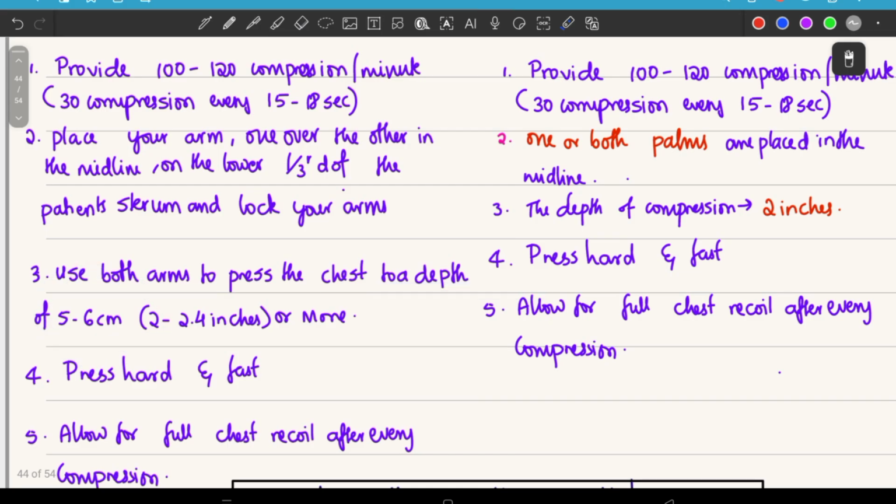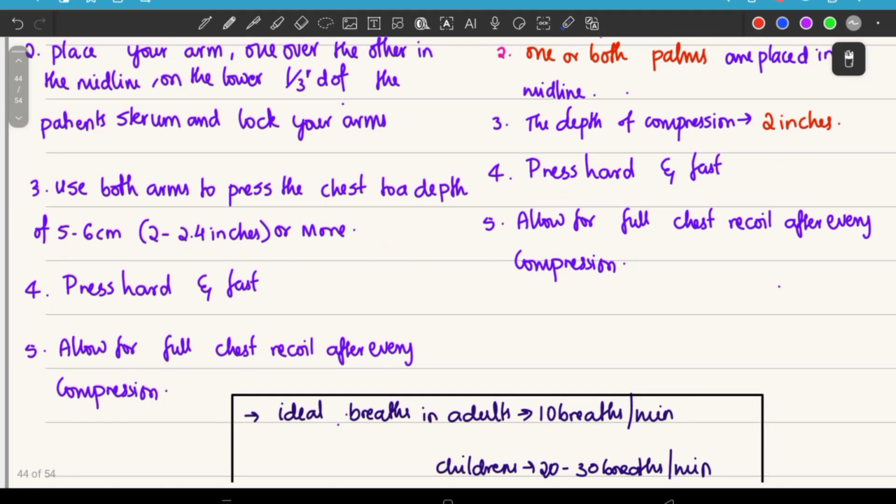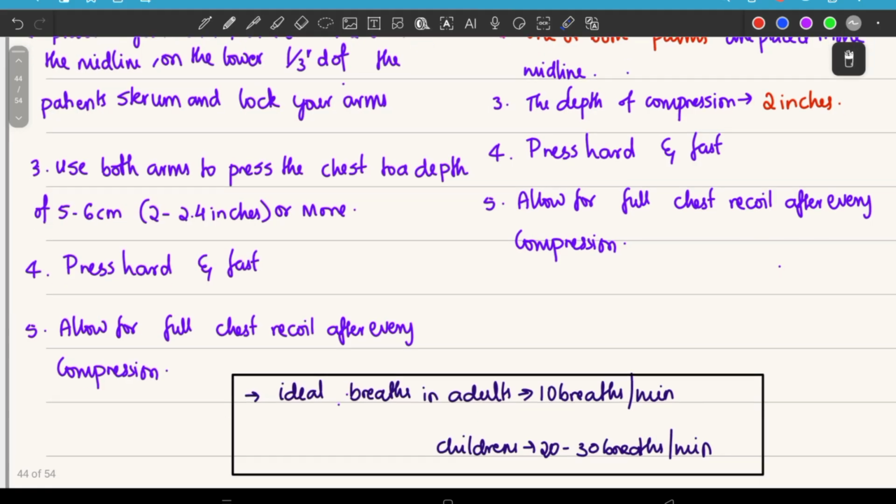But in the question they have given 3 to 4 centimeter. That is actually an inadequate depth. So the blood will not be pushed to the brain. Okay, when you compress, the blood should go from heart to brain, then to other parts. But here it will not go if you don't press the chest to the depth of 5 centimeter. At least 5 centimeter, 5 to 6 centimeter is okay, or more.